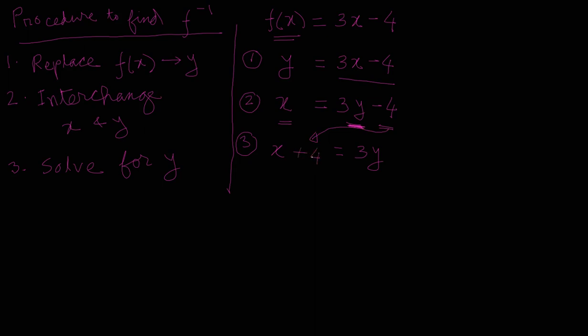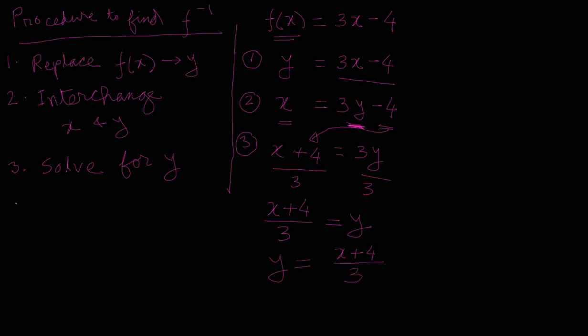So I got 3y equals x plus 4. So if I divide both sides by 3, what I get basically is (x plus 4) over 3 equals y. Or in other way I can write, y equals (x plus 4) over 3.